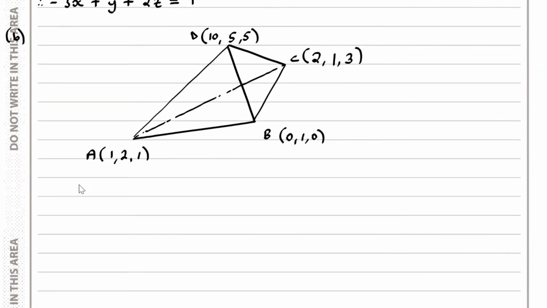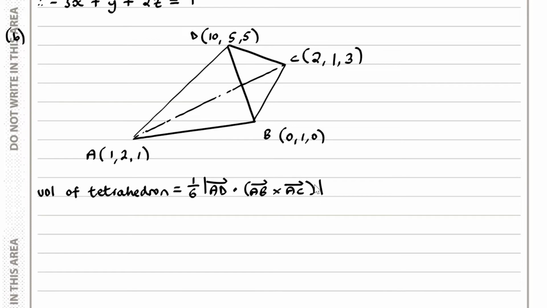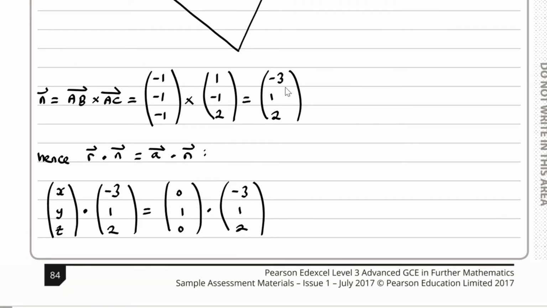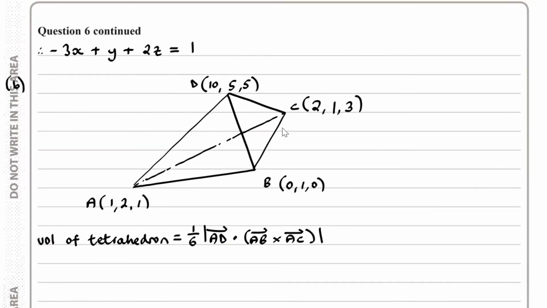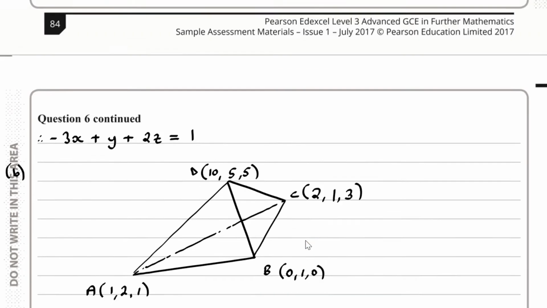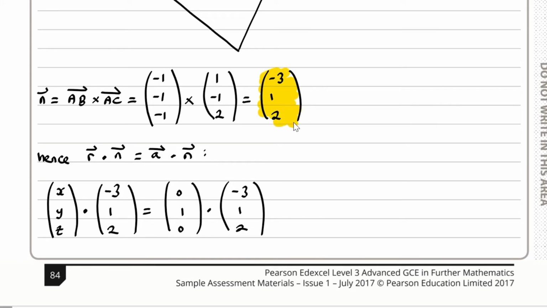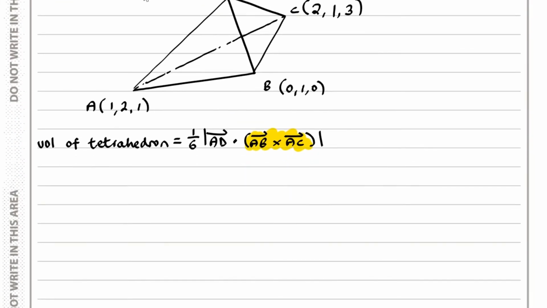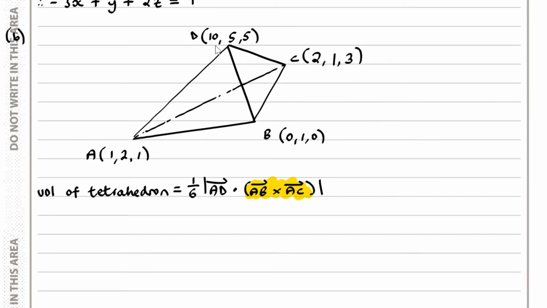So having drawn the tetrahedron, the volume of the tetrahedron is equal to 1/6 lots of the magnitude of AD dot product with AB times AC. And we've already worked out what AB times AC is. We have found that to be -3, 1, 2. So this over here, we've worked out to be this over here. So we now need to work out AD. AD, starting at A, finishing at D, would be 9, 3, 4.